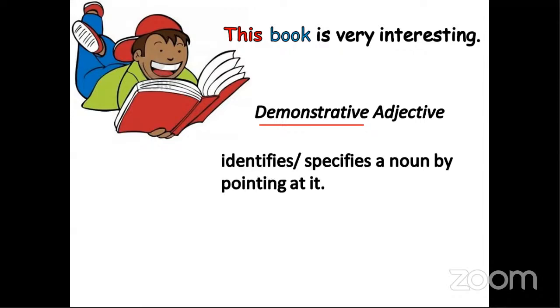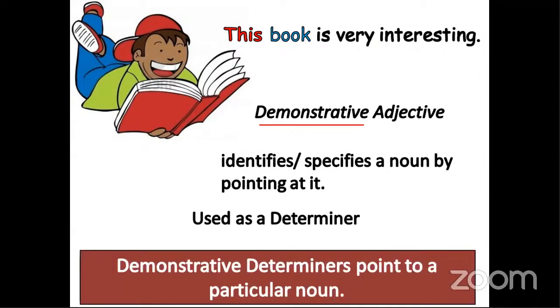So we can say demonstrative determiners point to a particular noun. So there it was making specific reference. Over here it is pointing. So this is how determiners function. Either they point it out or they show possessiveness. So here what is the work of the demonstrative determiner? It points to a particular noun.